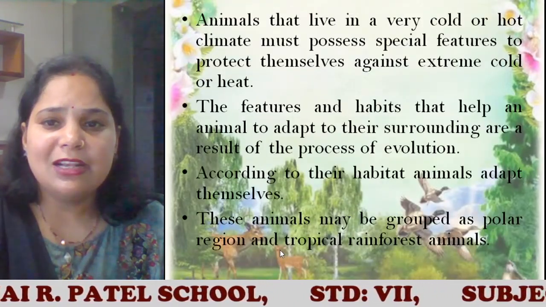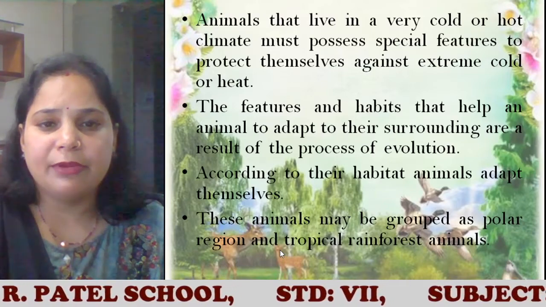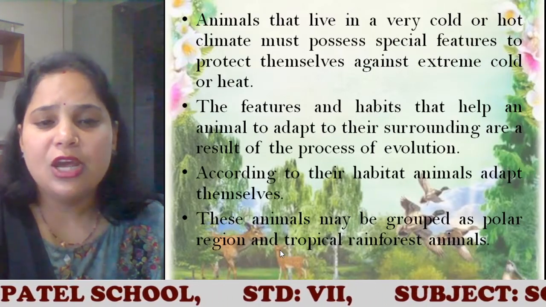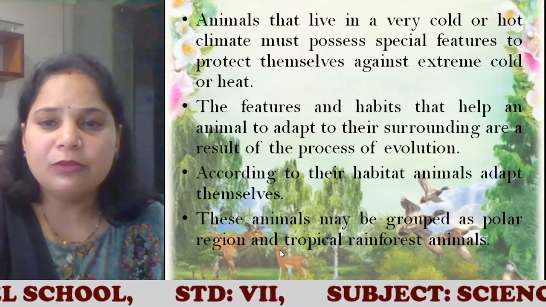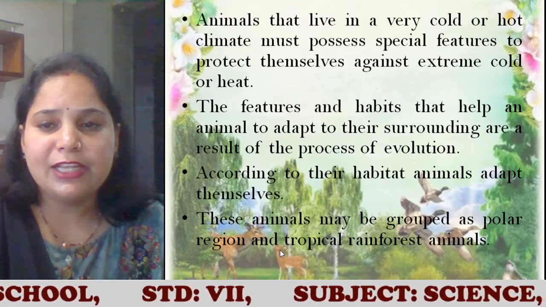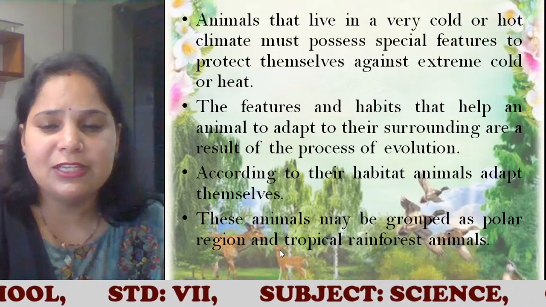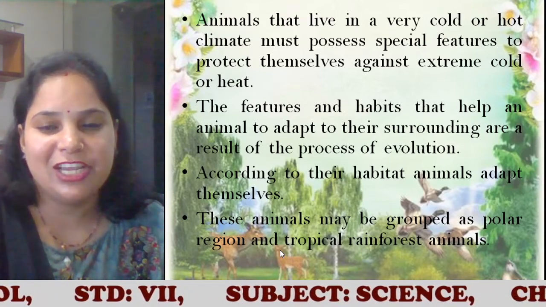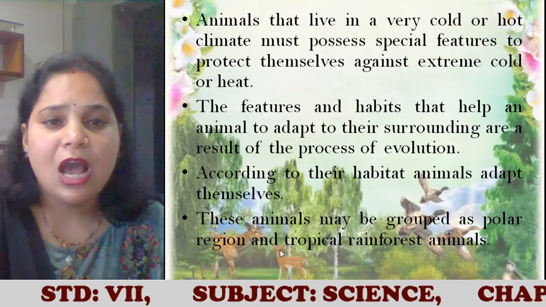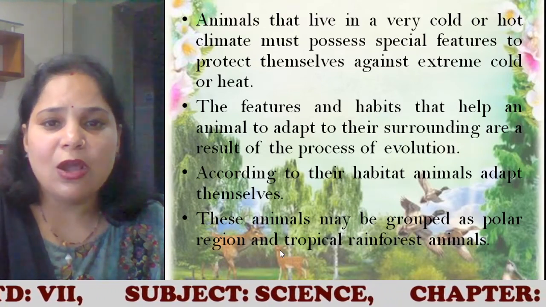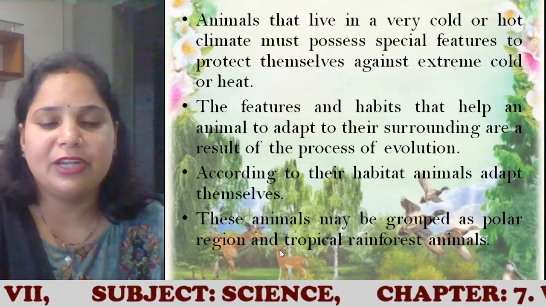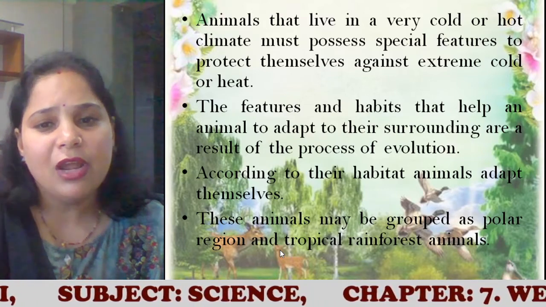So the animals that live in a very cold or hot climate must possess special features to protect themselves against extreme cold or heat. Now we human beings, how are we getting adapted towards this extreme cold or heat? Depending on that, we change our food habits, our clothing, our houses, that is shelter, right? So even animals possess special features to protect themselves against extreme cold or heat.